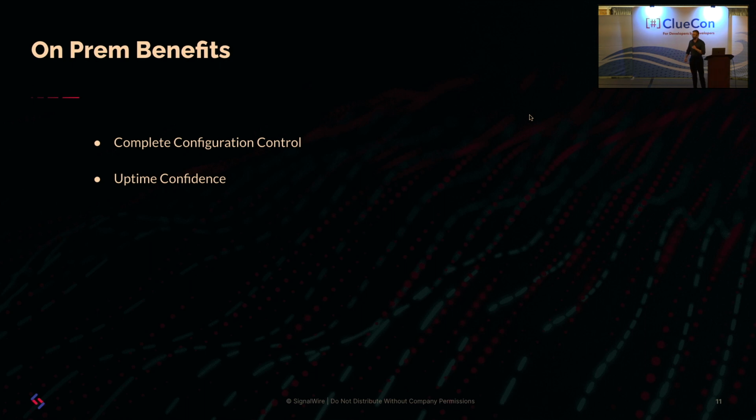Next, some uptime confidence. So having an on-prem system, you can physically see that something is plugged in. You can know when a fire or natural disaster is coming. When things are happening in US East, we can't really have any control, and we don't really know what is happening over there. So having uptime confidence, knowing that your thing is working, and being able to actually physically see that occurring.